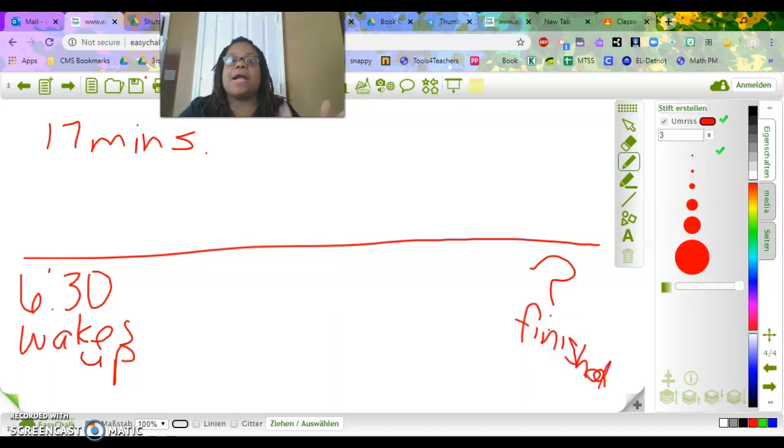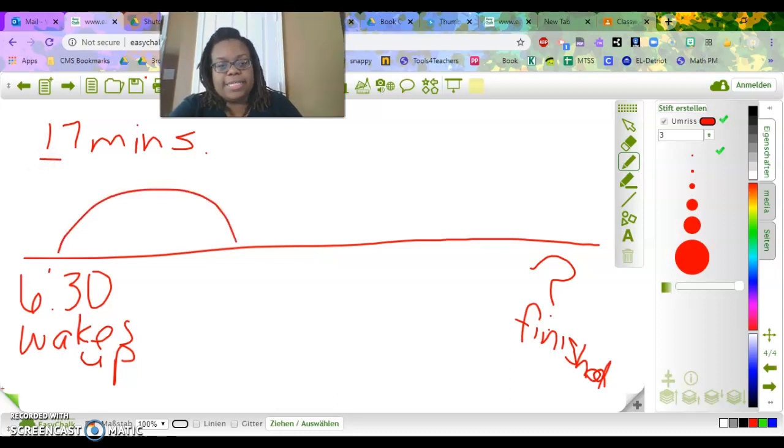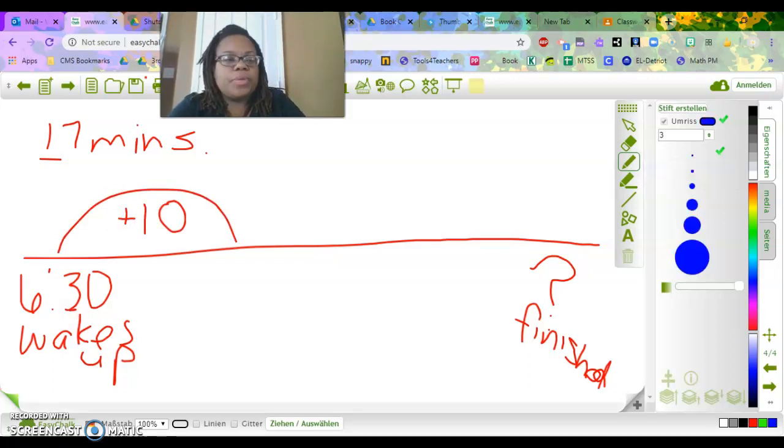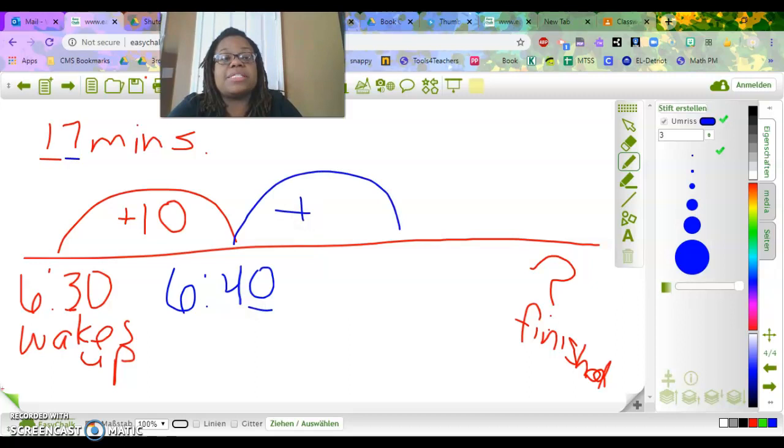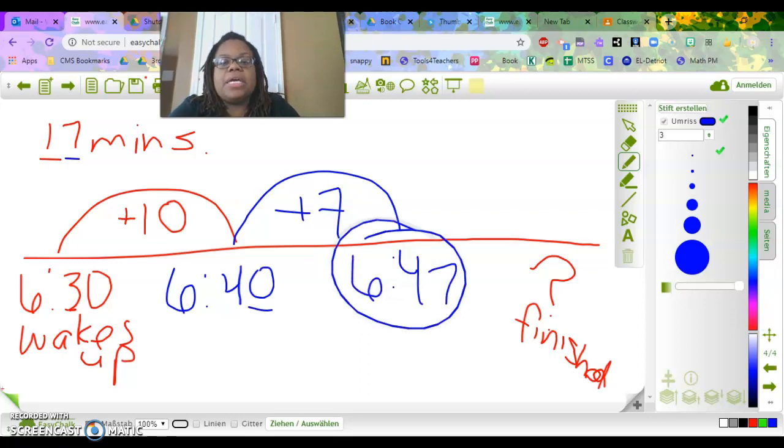So instead of going backwards and subtracting on my number line, I'm going to be moving forward and adding on my number line. So I'm going to go ahead and start with plus 10 minutes, which is still focusing on my minutes here. Let me change that color, which lands me at 6:40. Now I have 7 minutes left, which leaves me at 6:47. What time does she get done with getting ready and ready for school? At 6:47.